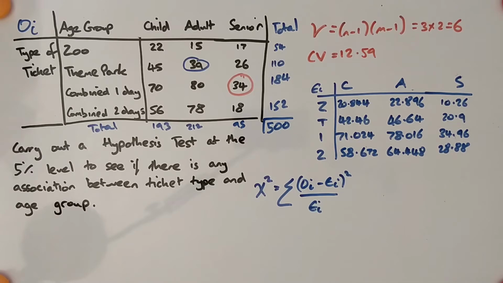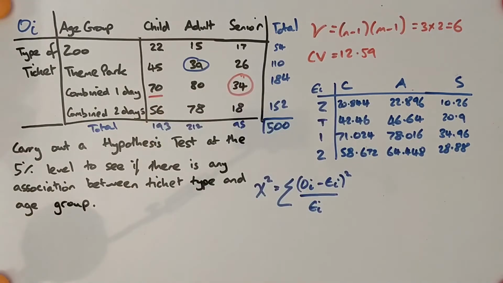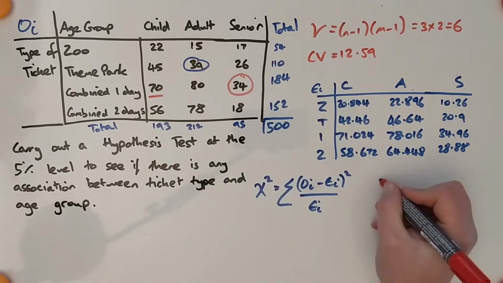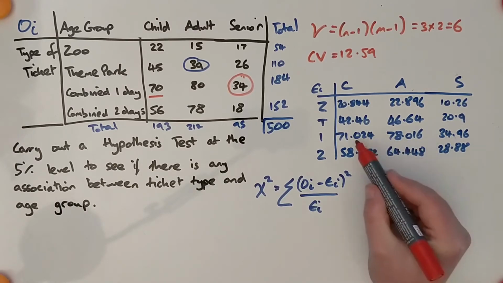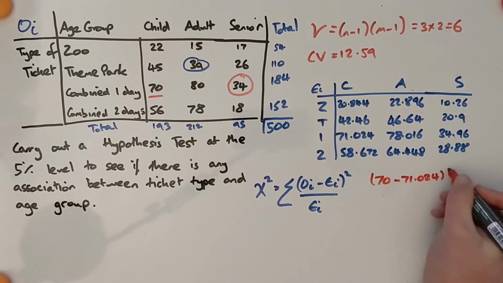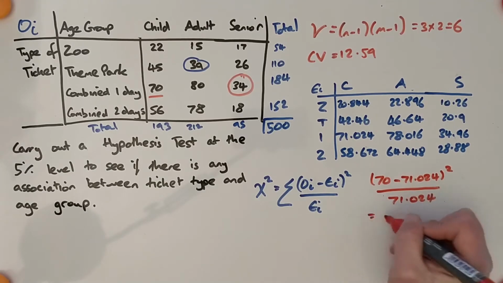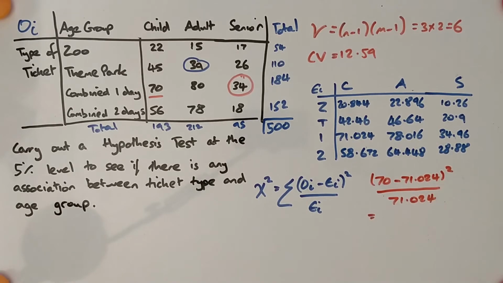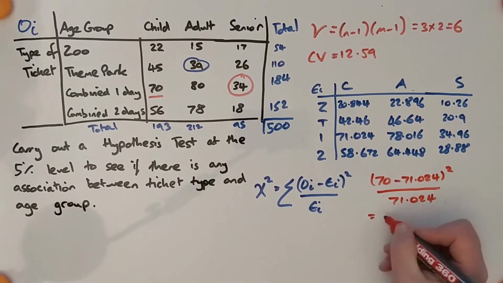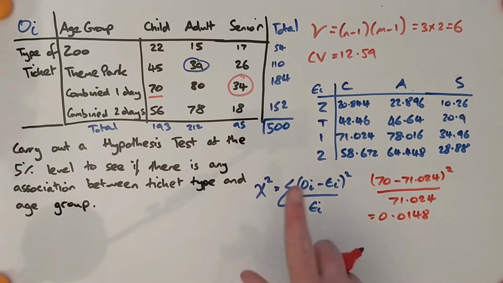So for example, if I want to work out the chi-squared value of this one here, I would do the observed, so 70, take away the expected, 71.024, squared divided by 71.024. That gives me that chi-square value of 0.0148. Okay, and you just repeat that for all the values and then add them up.